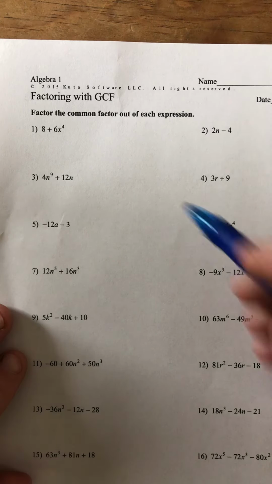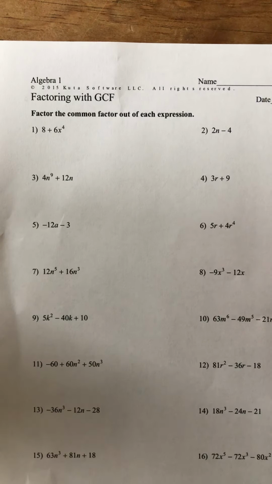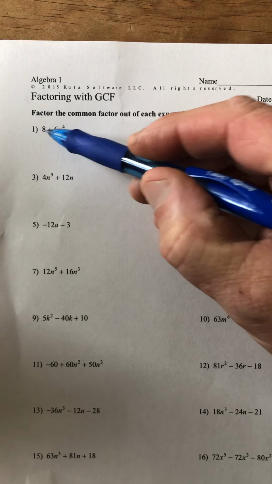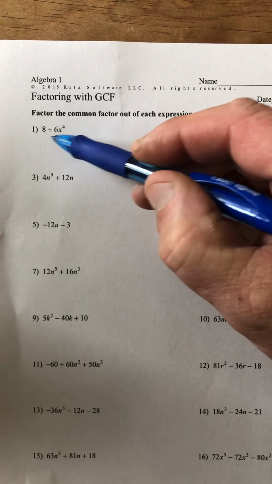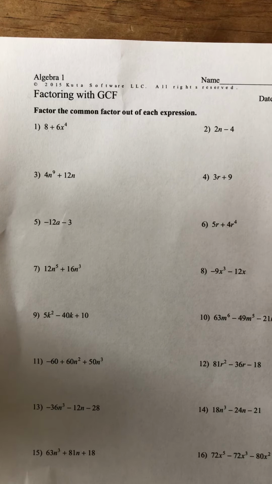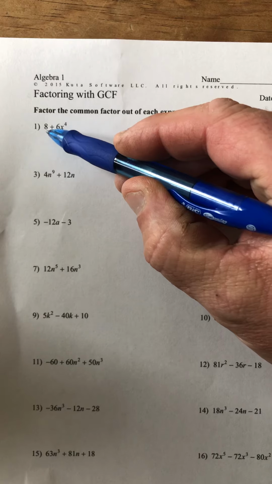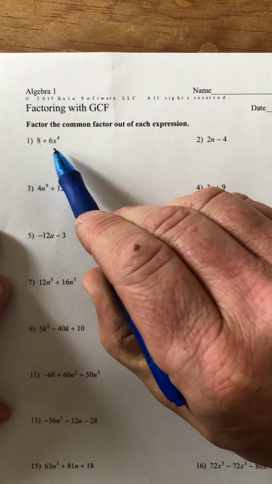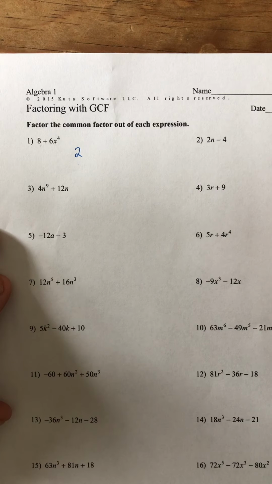Okay, so let's take a look at number one. You have 8 plus 6x to the fourth. Obviously we do not have any x's or variables in common because this 8 does not have an x. So we're not going to be having a greatest common factor with a variable in it. So ask yourself, what is the biggest number that goes into both 8 and 6? The biggest number that goes into both 8 and 6 is the number 2. 2 goes into 8 4 times, 2 goes into 6 3 times.